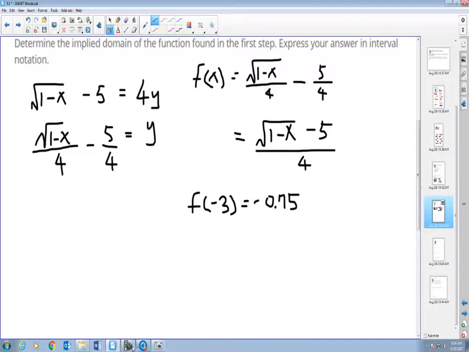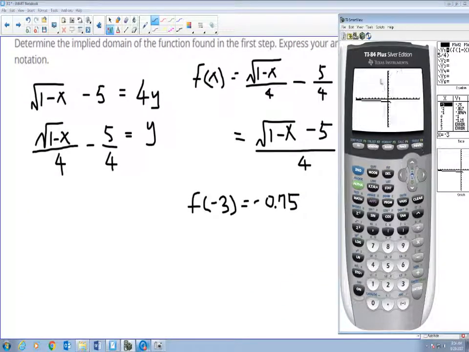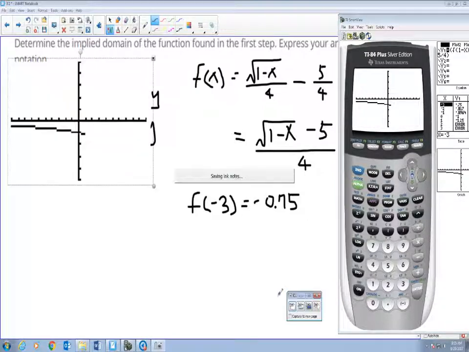Now what I'm going to do is make my window a little bit smaller on the y value. I'm going to shrink it down, squeeze it top and bottom, go from negative 10 and 10 to negative 5 and 5. Maybe it'll pop out a little bit better. Oh yeah, that's much better. So this is a square root function, just going in the opposite direction.